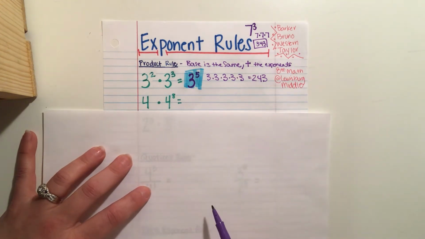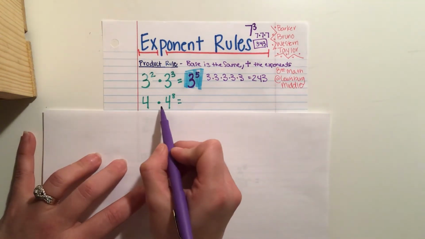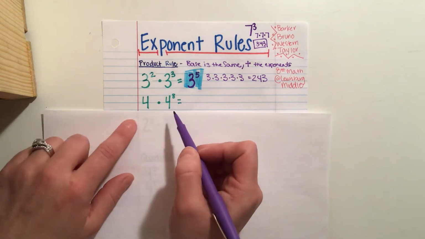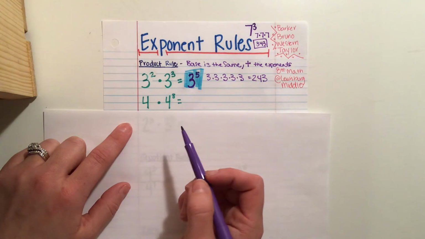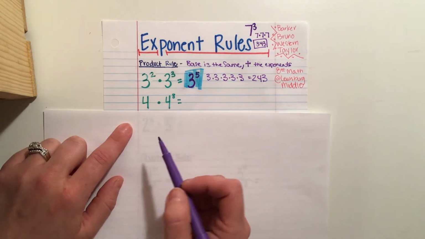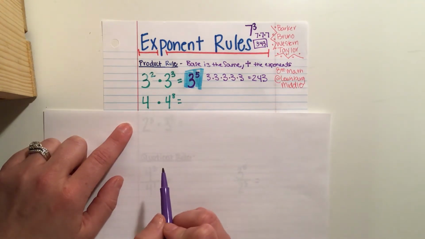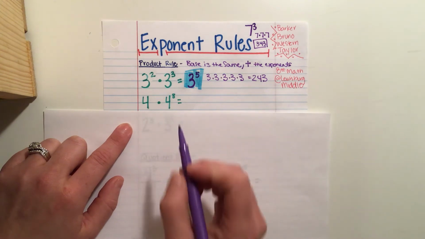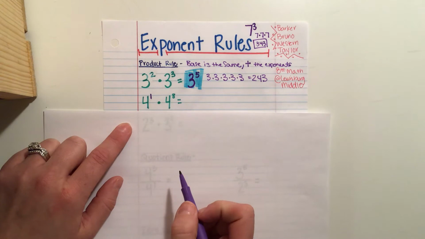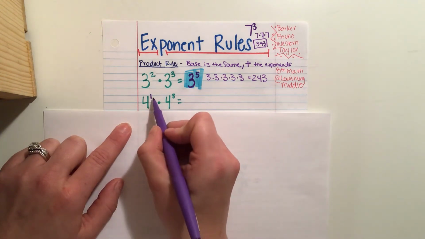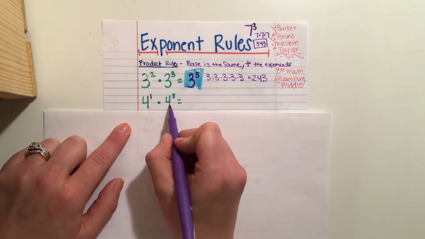So let's look at our second problem. 4 times 4 to the 8th. Before you jump to conclusions and say 4 to the 8th, you need to make sure you always remember anytime there is not an exponent visible, the exponent is an imaginary 1. So this changes the answer. I have 4 to the first times 4 to the 8th.